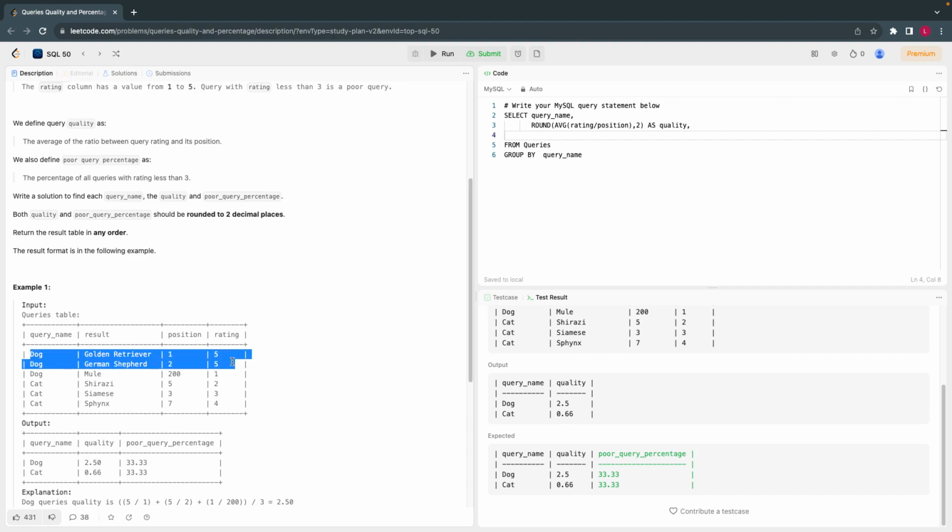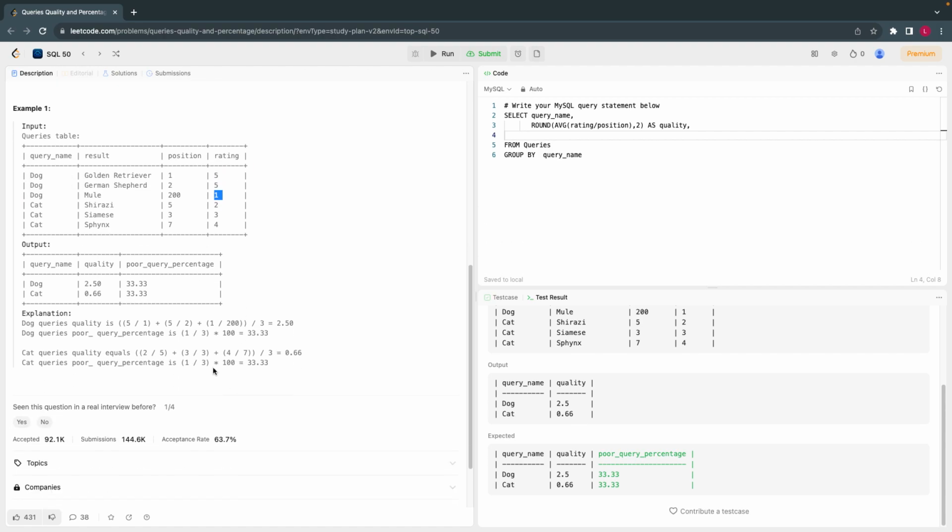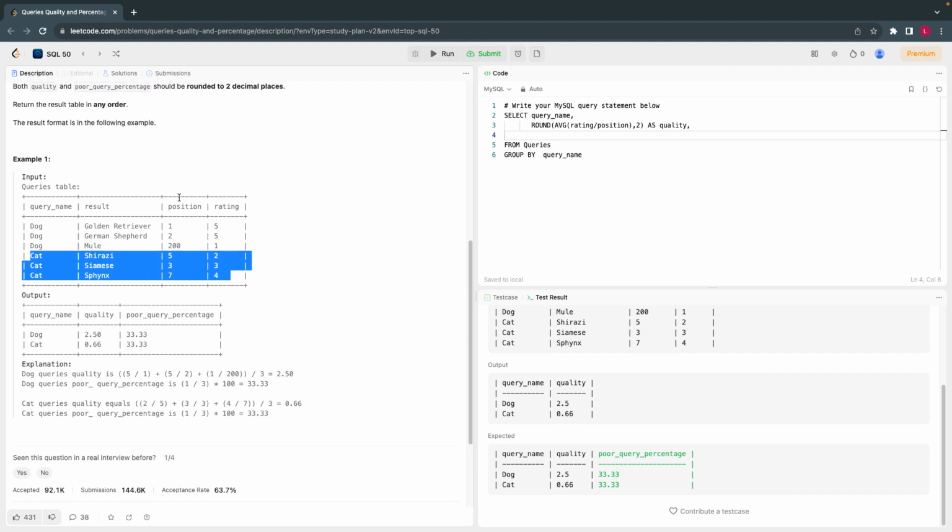So we have to calculate poor query percentage, right? So we have to consider all other queries for each query name. So basically it is 1 divided by 3, because there is only one condition which is passing here. Similarly here also, there are three, and we have to find out the rating which is less than 3, right? Only one record is matching that. So that's the reason it is also 1 by 3.